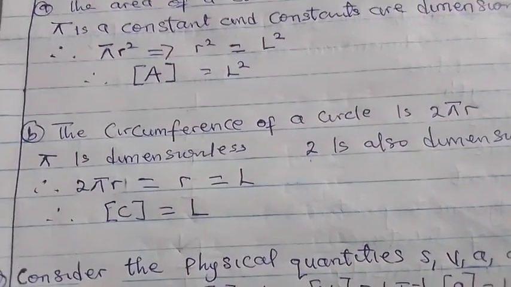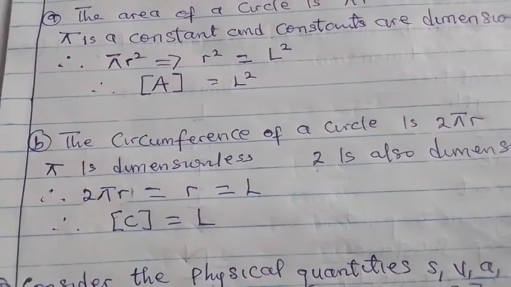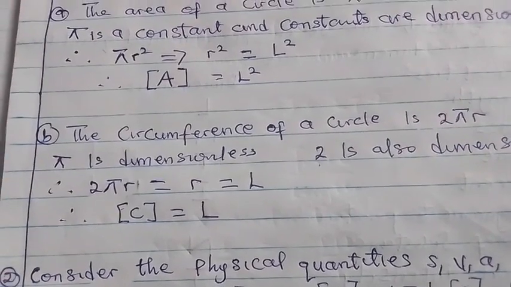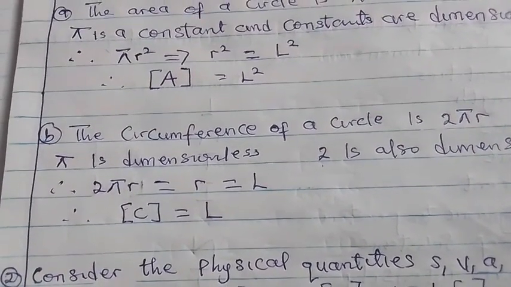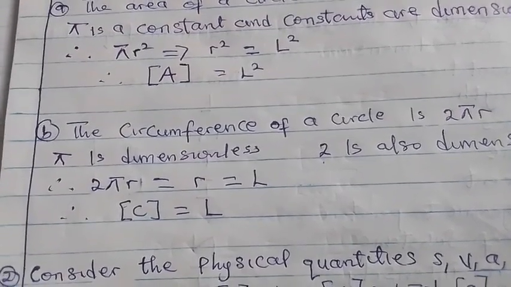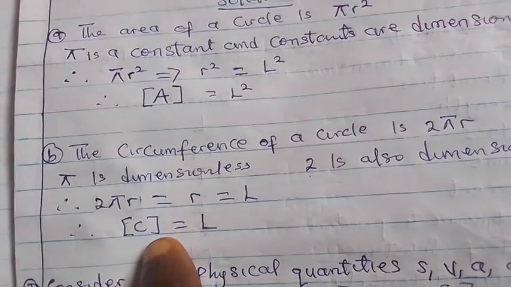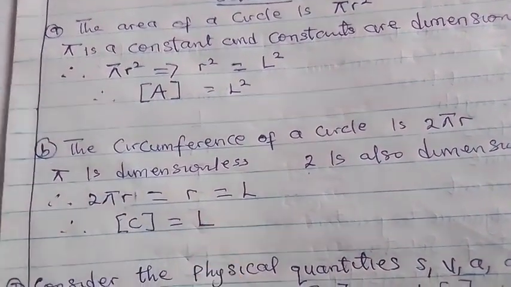The second one, the circumference of a circle, is 2 pi r. 2 is a dimensionless quantity, a pure number, so you cannot find the dimension of 2. Likewise, pi is also dimensionless. So 2 pi r is reduced to r, which is equal to L. So the dimension of the circumference of a circle C, which I've said will be written in square brackets, equals L.